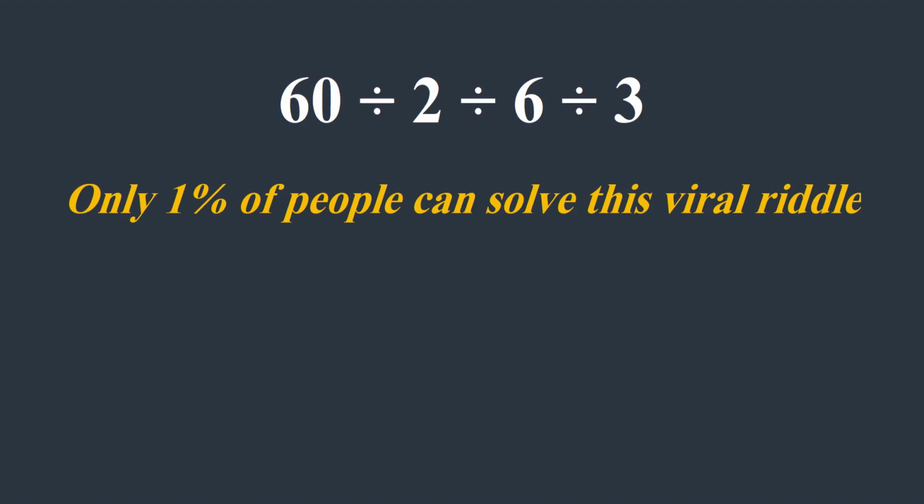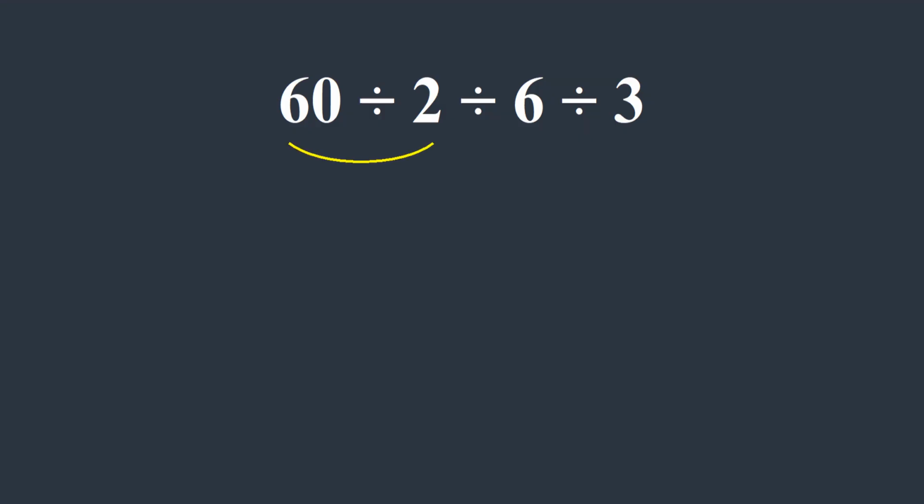What does this segment show? 60 divided by 2 gives us 30. And here we have 6 divided by 3, which equals 2. So 30 divided by 2 is just 15.